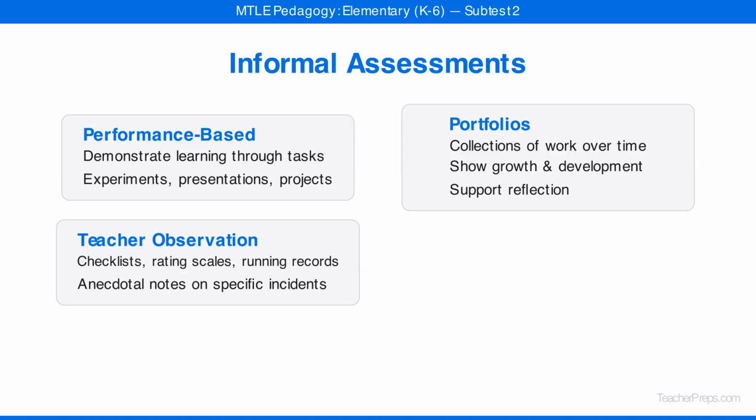Teacher observation is another critical informal tool. Systematic observation uses checklists, rating scales, and running records to document what the teacher sees.